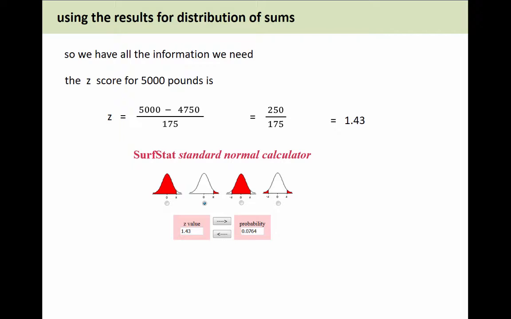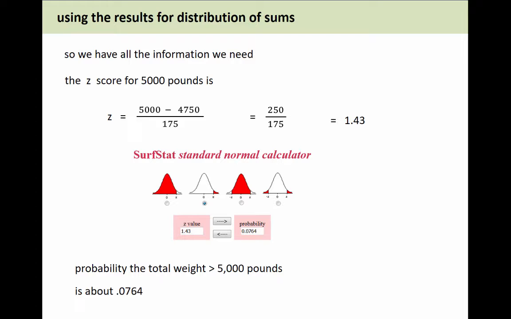If we ask Surfstat to help us answer the question, we can see that I've chosen the second picture for the radio button, the area above a specified z. I put in a z of 1.43, clicked the top arrow. It told me that the probability area above 1.43 is about 0.0764. So this is the probability that the total weight is greater than 5,000 pounds.